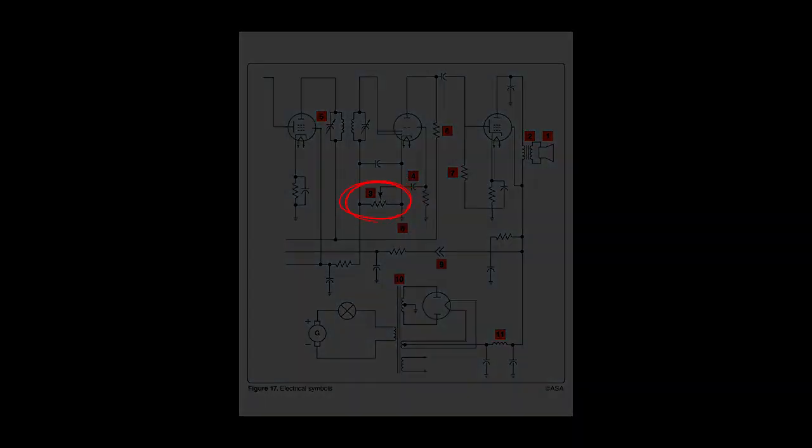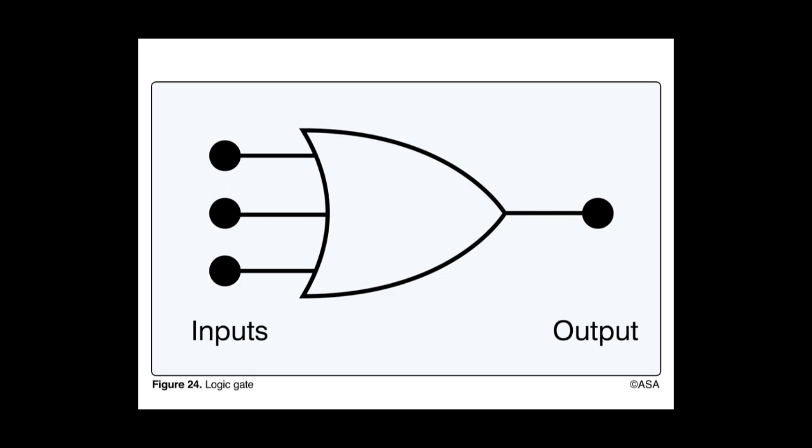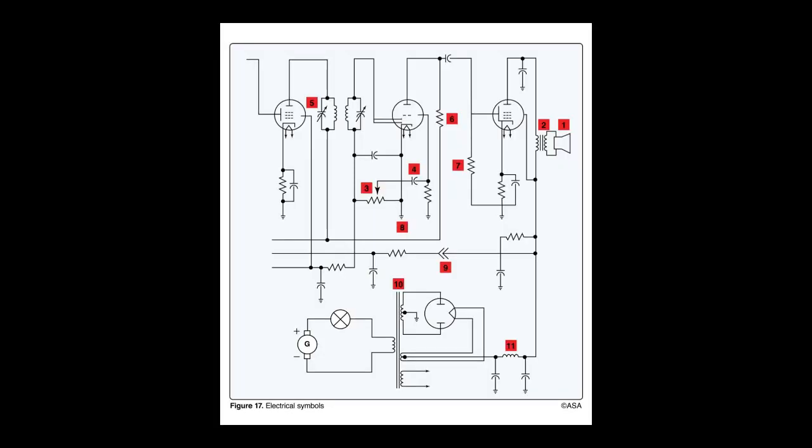3. Refer to Figure 24. Which statement concerning the depicted logic gate is true? Any input being 1 will produce a 1 output. Refer to Figure 17. The electrical symbol represented at number 5 is a variable capacitor.